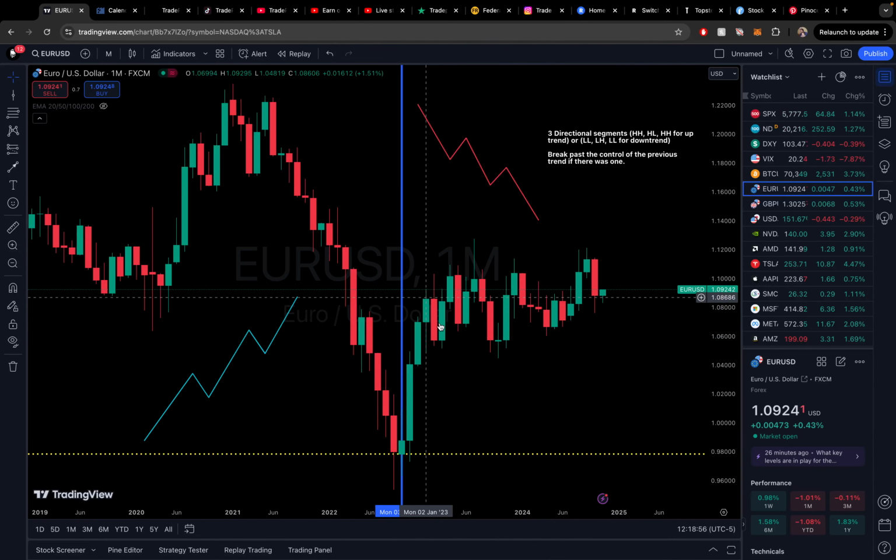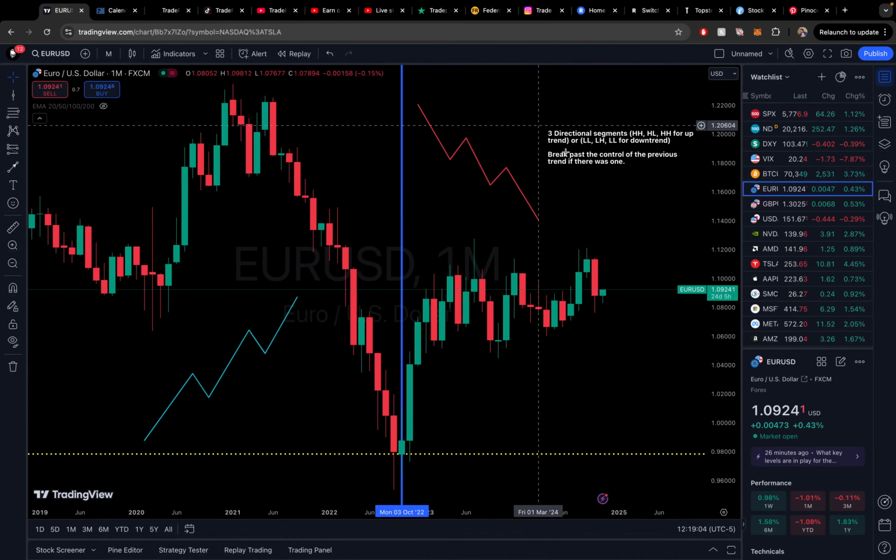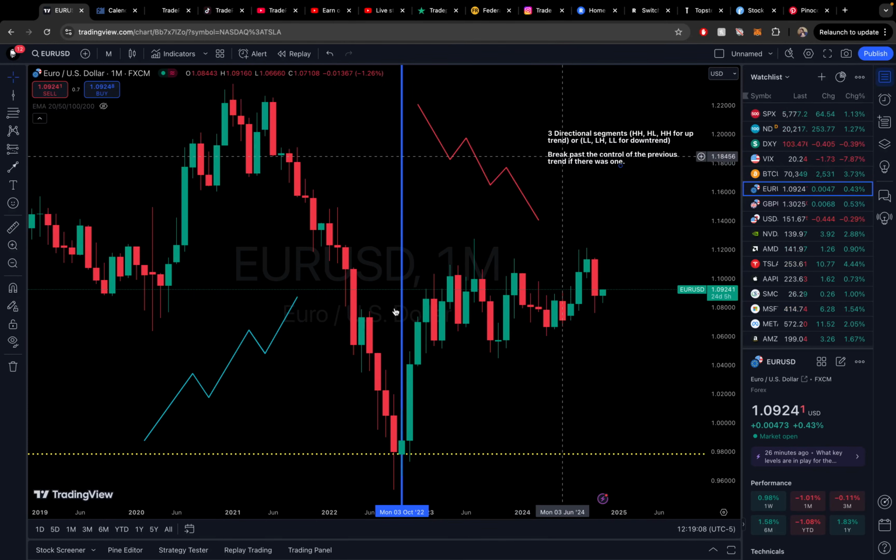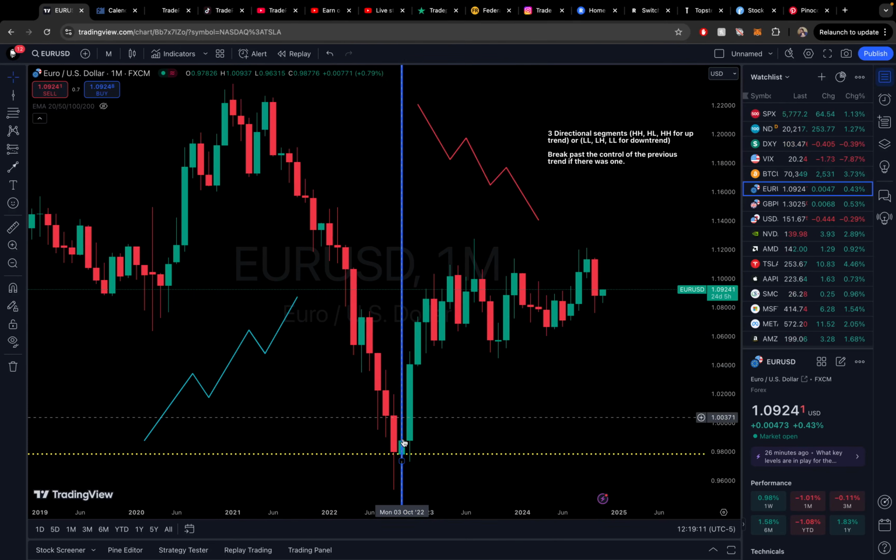Higher high, higher low, higher high, right? So I had 1, 2, 3 directional movements. And if I have 3 directional segments that broke past the control of the previous trend, that was the control point, then I've established an uptrend. So this was an uptrend up to this point. Everybody with me so far? That was an uptrend. We had established a higher high, a higher low, and a higher high. And we had an uptrend right here on euro dollar.